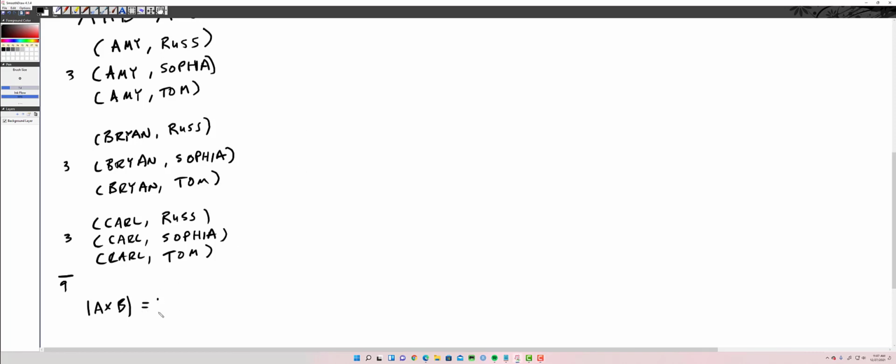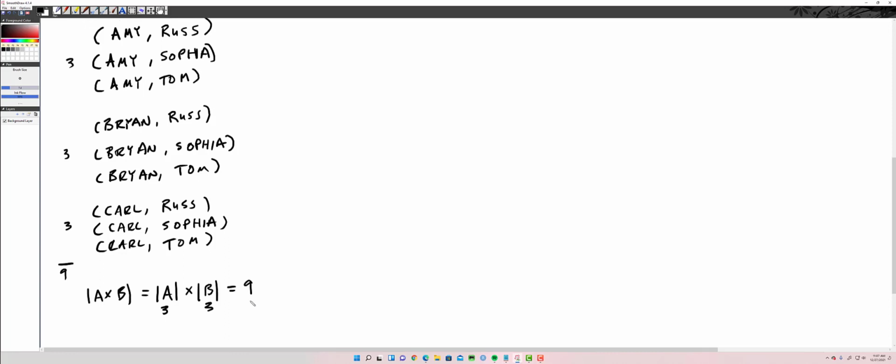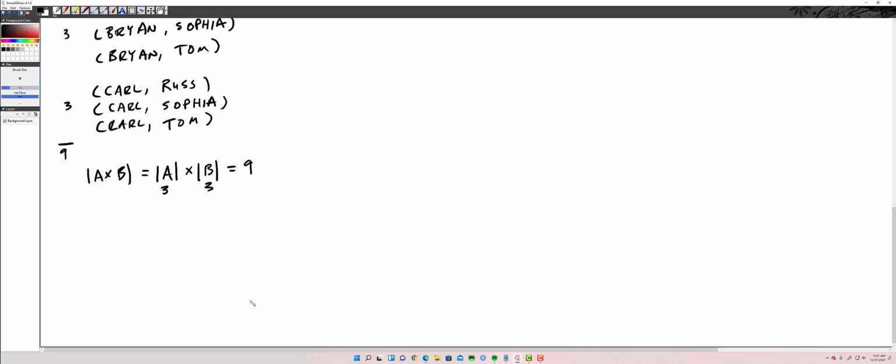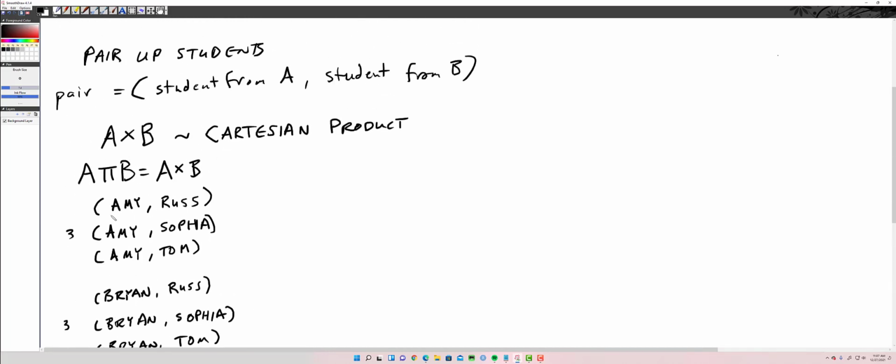So we can tell that the number of elements, and that's what I mean when I write these lines next to A times B, the number of elements here is just the number of elements in A, which was 3, times the number of elements in B, which was 3, which is 9. Okay? And kind of an important thing to note here. Well, first of all, I should probably say this is the product, what I've just discussed. Pairs from A and B, okay? This is the idea of the product.